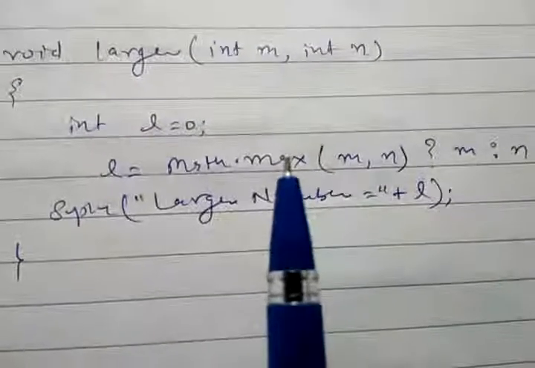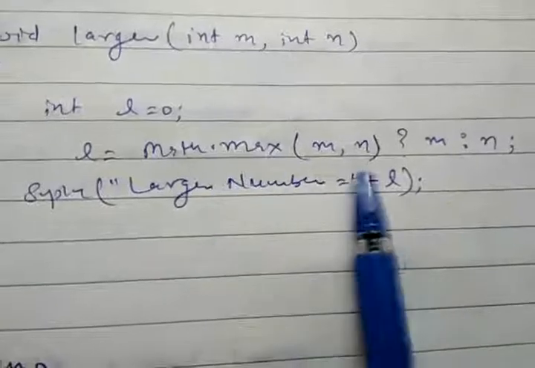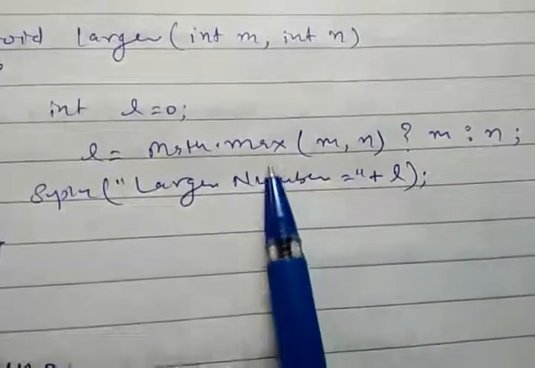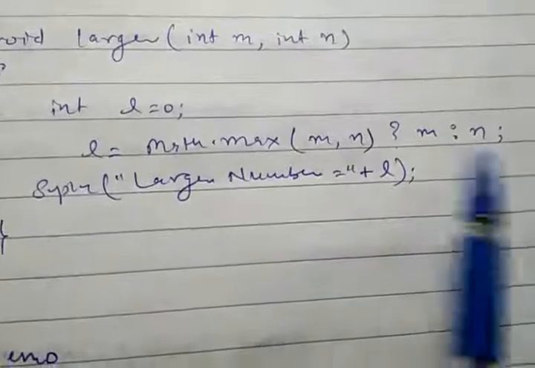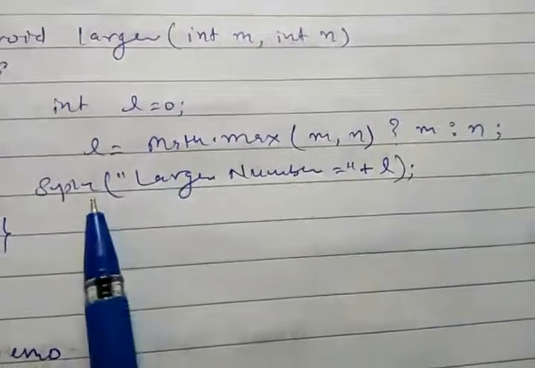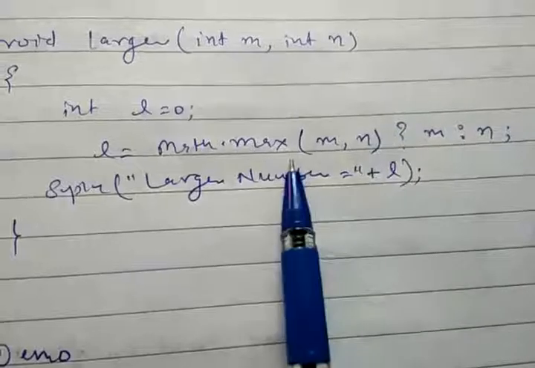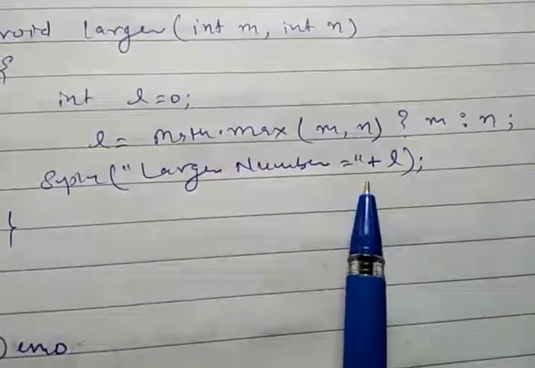In the question we have to calculate the maximum number between these using a ternary operator. So here is the condition, and this will check the condition. If the condition is true, then m will be stored in L, otherwise n will be stored in L. After that the greater number between m and n will be stored in L, and we are printing here the value of L.